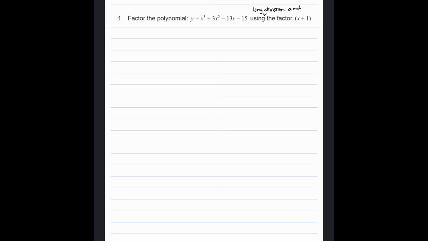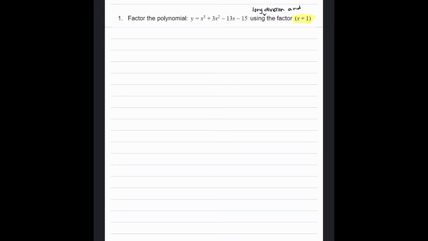Hi guys, so I'm going to actually go over these two problems with you. What we're going to do is factor this polynomial, y equals x to the third plus 3x squared minus 13x minus 15. We're going to factor that using long division and the factor x plus 1.